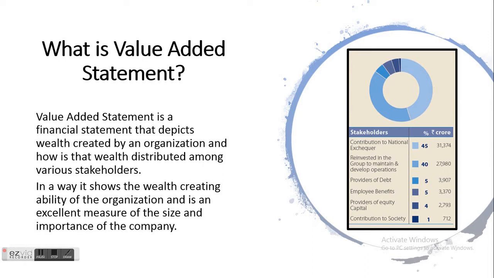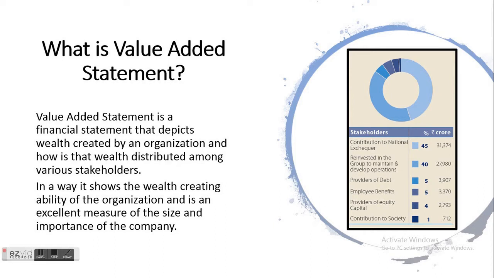You can see here the sample value added statement of Reliance Industries Limited for the year 2013-14. As we can see from the pie chart, 1% of the value created was given out as a contribution to society, 5% was given out to employees, and 45% of the total value was given out to government, mostly in the form of taxes. Let's now jump to the example.